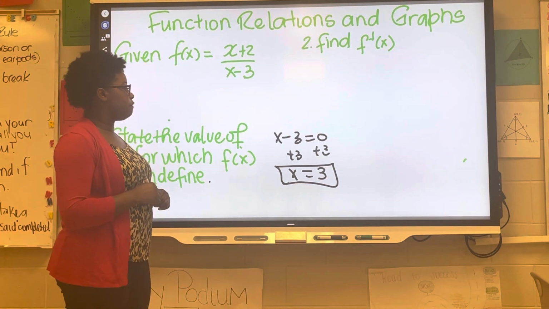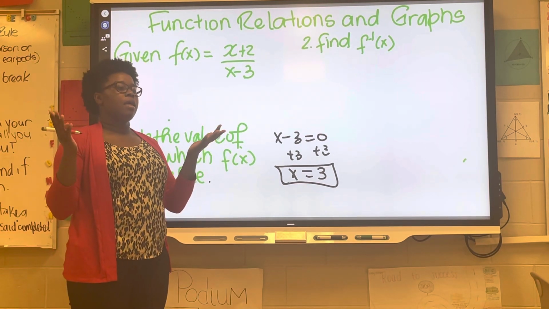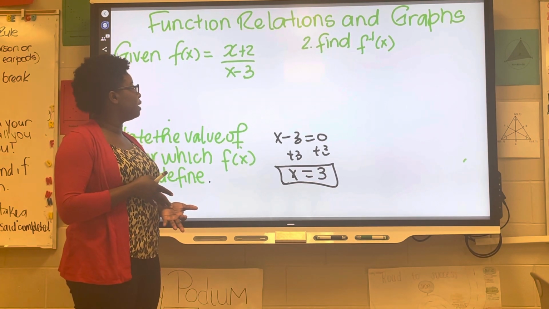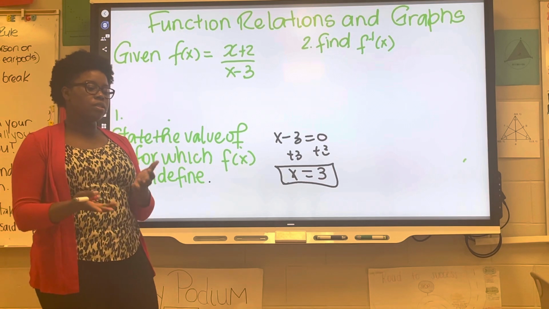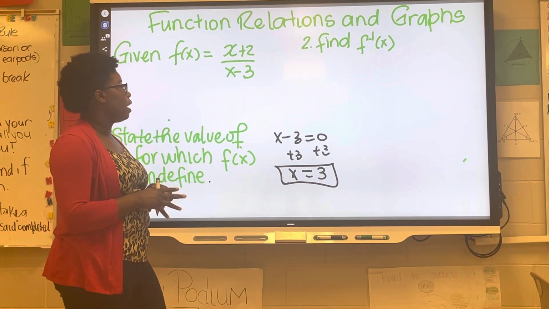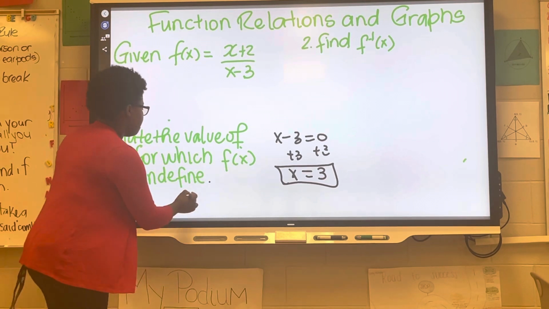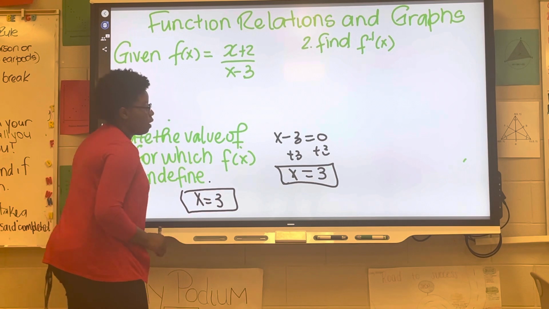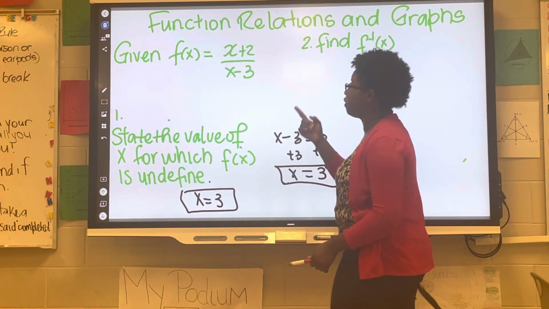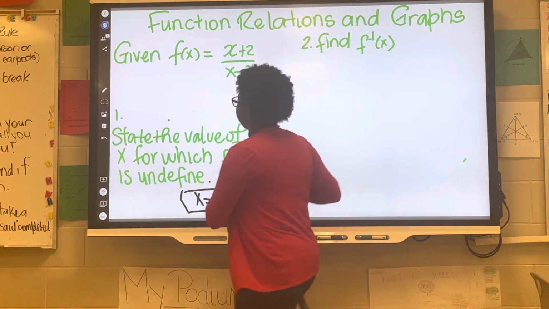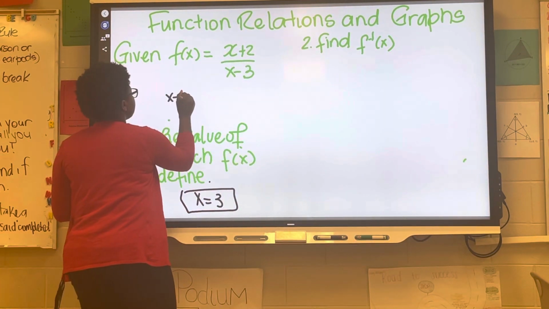And remember, for an undefined function, it's a vertical line if you should graph that function. For an undefined function, you'll see that the 0 is in the denominator of your fraction. Alright, so x is equal to 3 makes the function undefined. Alright, so if we want to find the inverse of this function, I'm going to erase this part and bring it up here because I need some space.